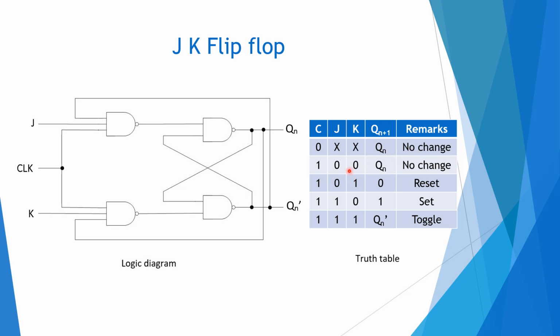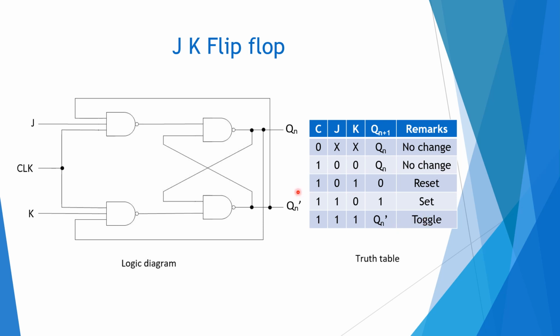When the clock is equal to 1 and J and K are equal to 0, again there is no change in the state. But when J is equal to 0 and K is equal to 1, it is a reset state and the output will be 0. When J is equal to 1 and K is equal to 0, the output will be 1. That is a set state. And as I told you earlier, when J and K are equal to 1, the output toggles.